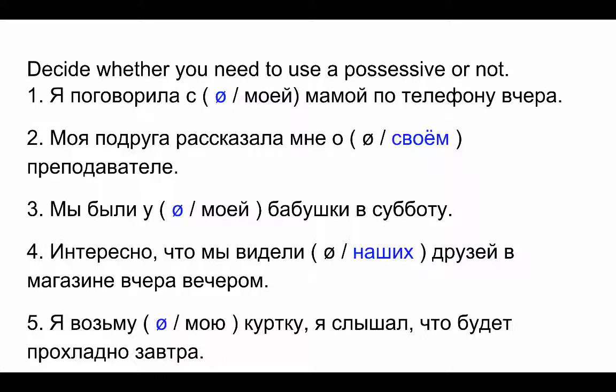Я возьму куртку. Я слышал, что будет прохладно завтра. Here, I probably am not going to say мою, because it's clear. Who else's jacket am I going to bring? If it was going to be someone else's, I would specify that. But if it's my own, I probably don't even need to say the мой.